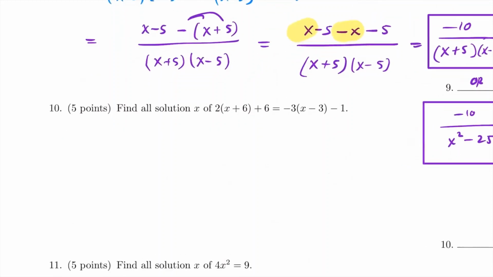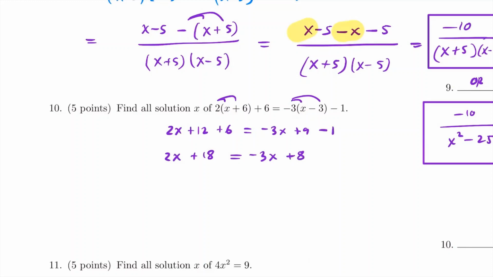We're going to be solving this equation. This is a linear equation because the power for my variable x is 1. So let's distribute and clear out the parentheses. Here we distribute the 2. Here we distribute the negative 3. So this is 2x plus 12 plus 6 equals negative 3x plus 9 minus 1. And now we combine like terms. So on the left side, we have a 2x, 12 and a 6, that's 18. And then negative 3x, 9 and negative 1, that's positive 8.